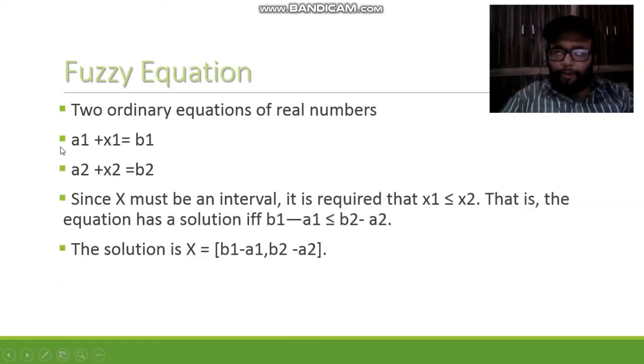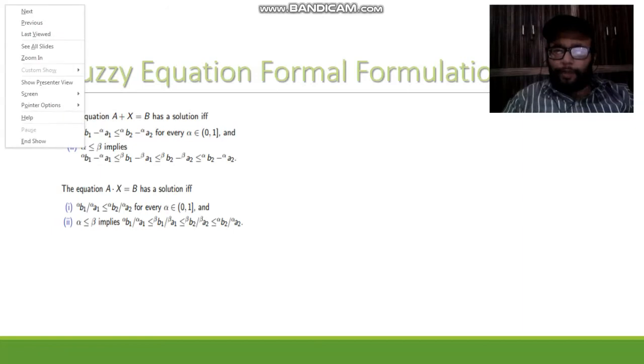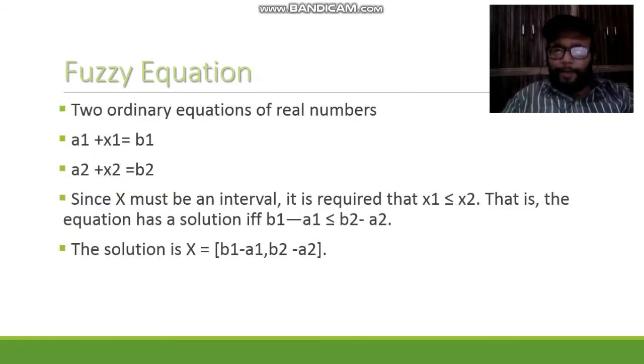So this solution will exist if and only if b1 minus a1 is less than or equal to b2 minus a2. Why are we taking b1 minus a1? Because from here we will take x1, from here we will take x2. In x1 we will get b1 minus a1, in x2 we will get b2 minus a2. To make it lie in an interval, this should happen, and b1 minus a1 should definitely be less than or equal to b2 minus a2. When we do this, what will happen? What will happen now?